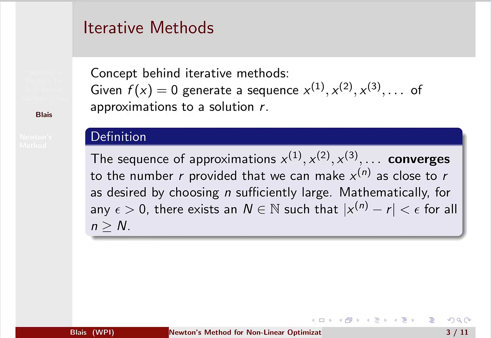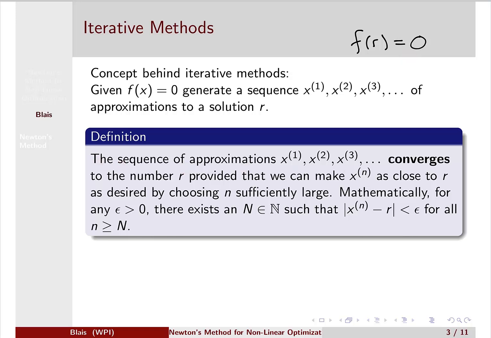One class of methods to numerically approximate solutions to this type of problem are called iterative methods. And the idea here is we have a function and we want to find a root of this function. So we want to solve f of x equals 0, and we want to generate a sequence of guesses that converge to the solution that we seek, r. So in here, by r, we mean that r is a root of f.